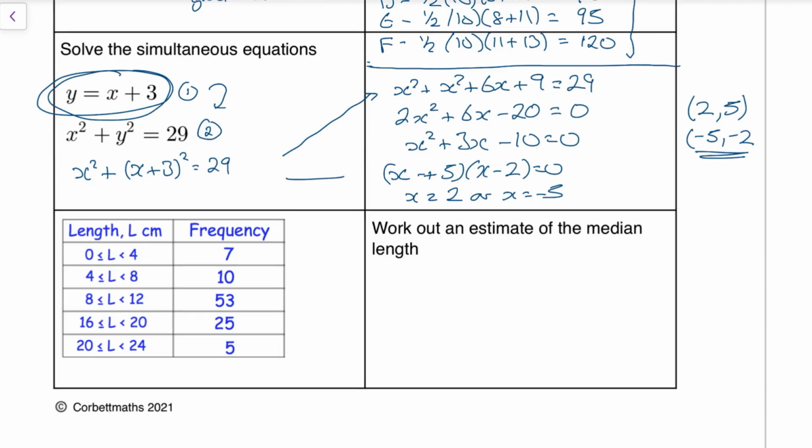Quick aside, you should hopefully know that the second equation is a circle and the first equation is a straight line through the circle. So really I'm finding out where the line meets the circle. Good question. And next question coming up.